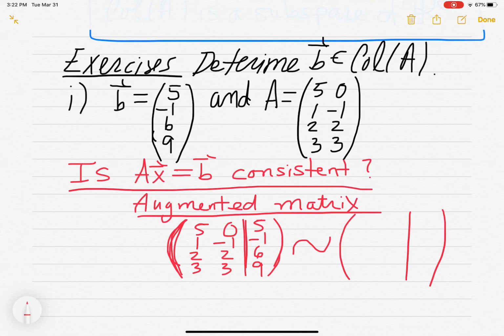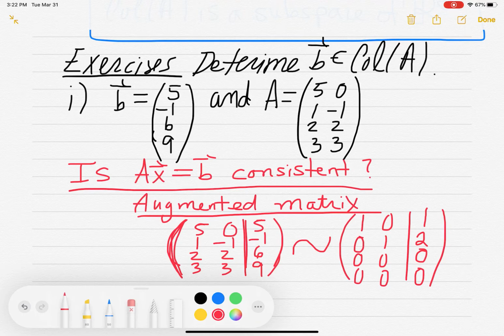I row reduced this in advance. I'm going to get 1, 0, 0, 0 from my first column. My second column, I'm going to get 0, 1, 0, 0. For my last column, I'm going to get 1, 2, 0, 0. If you look at this carefully, this is actually a consistent system, right? You don't have zeros and then another number, so you don't have any inconsistency. So this is consistent.